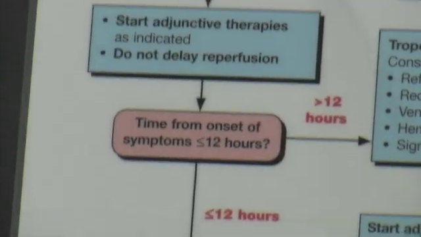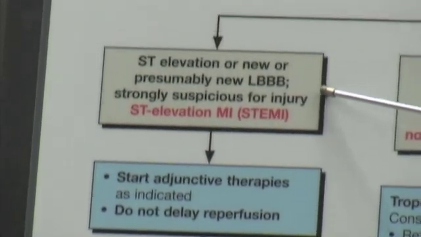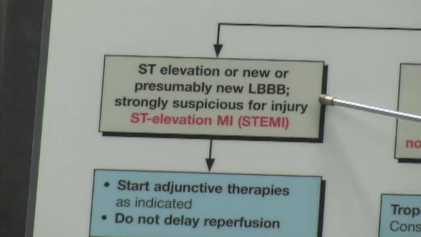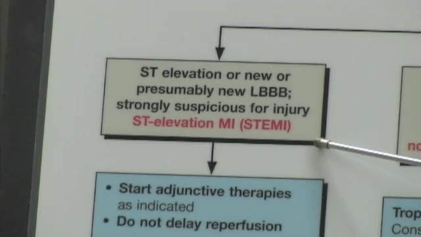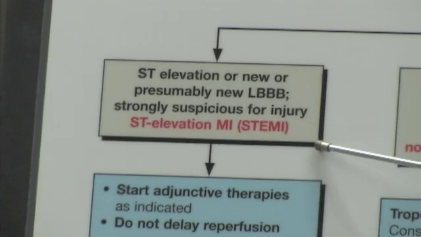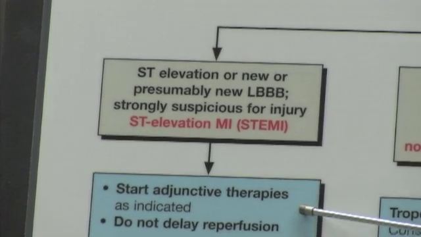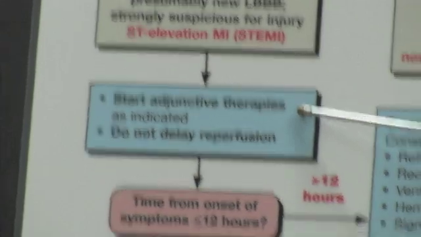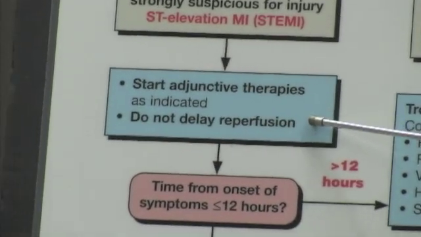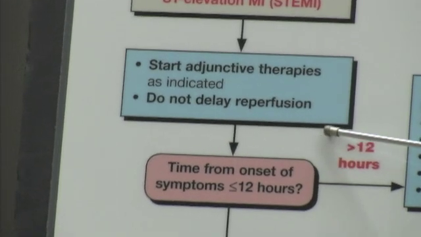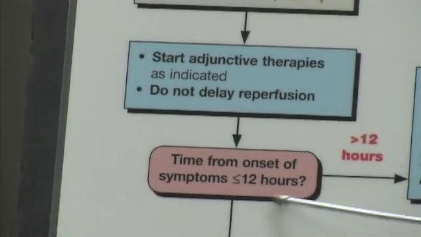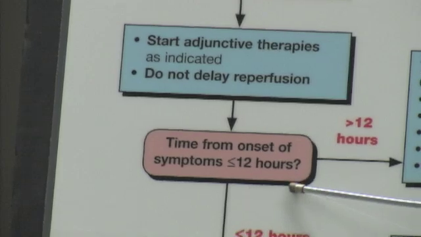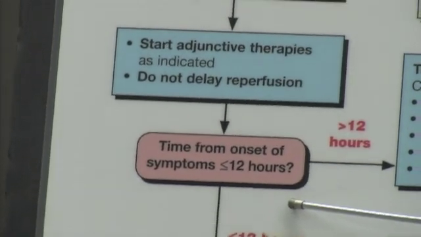This is the one where our EKG shows ST segment elevations or a new or presumably new left bundle branch block, which can be indicative of ST segment elevation. This is our STEMI. This is the big branch we're looking at. So obviously we're going to start our adjunctive therapies, heparin or Lovenox, Plavix, but we're going to be looking to reperfuse our patient. And time to onset of symptoms, if it's been less than 12 hours, then we could give fibrinolytic therapy or thrombolytic therapy.